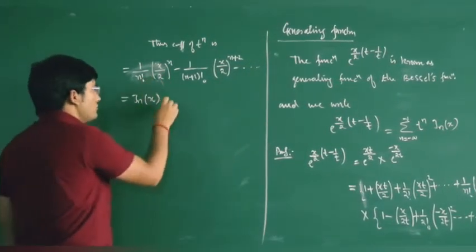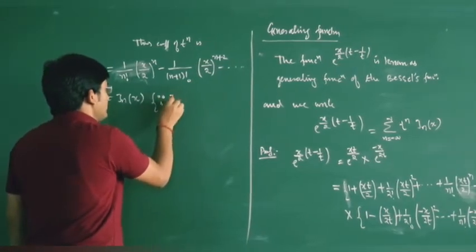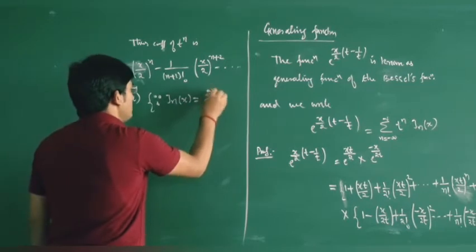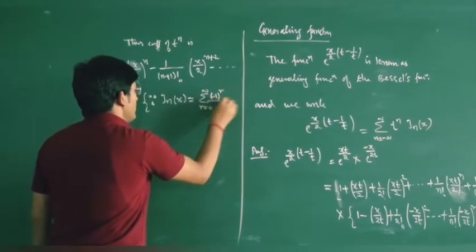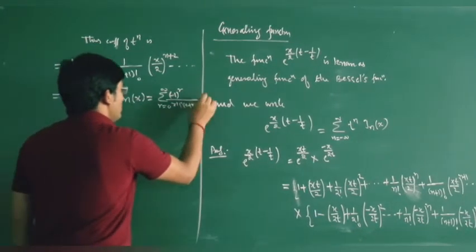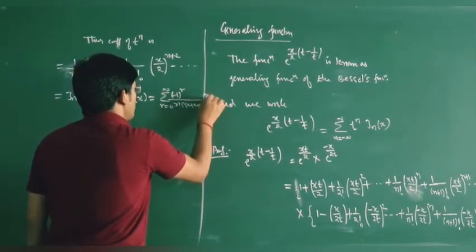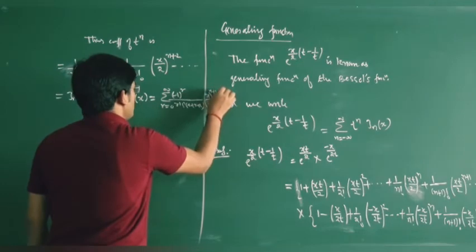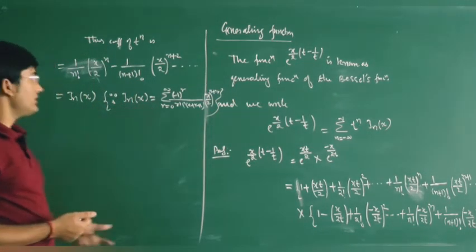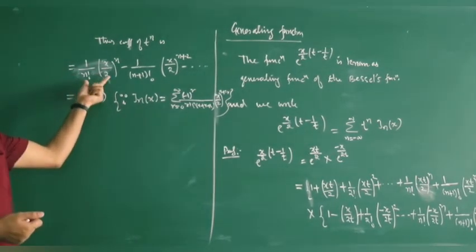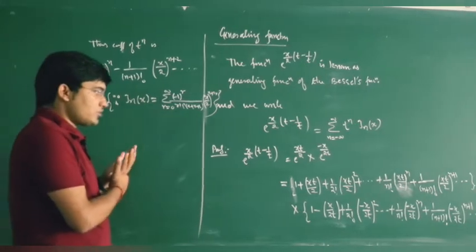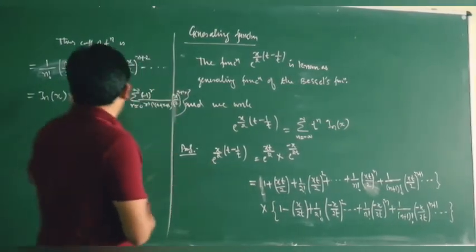This was the definition of Jn(x), because your Jn(x) is equal to the summation r equal to 0 to infinity of minus 1 to power r upon factorial r gamma n plus r plus 1 into x upon 2 power n plus 2r. So if you expand this series, then you can see that this is our Jn(x). So when we equate the coefficient of t to power n, then we get this thing.